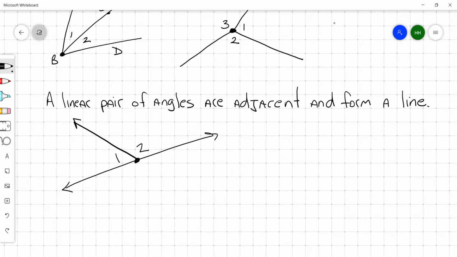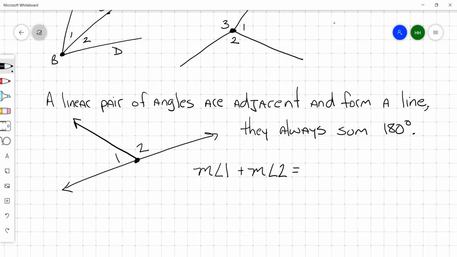Let's add to this. A linear pair of angles are adjacent and form a line. They always sum 180 degrees. The measure of angle 1 plus the measure of angle 2 is always going to equal 180.